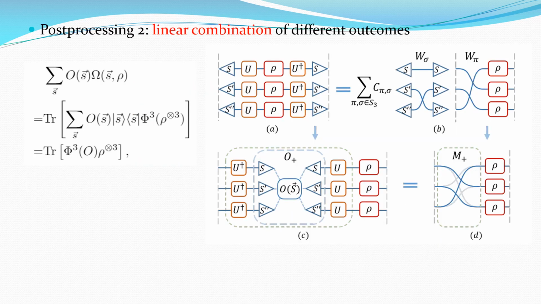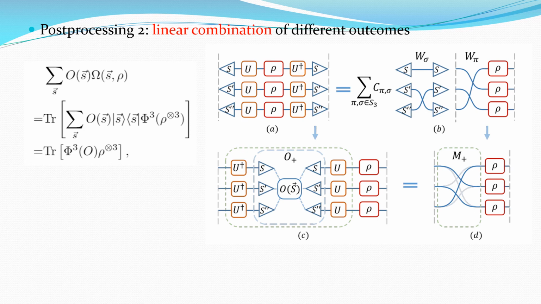In fact, we can do post-processing further by linear combination of different outcomes that we focus on in this picture. From A to C, we introduce some coefficients O_S determined by the outcome S. So we take a linear combination of the outcomes with the three-time multiplication of the probability. At the same time, the right-hand side of the equation also has some linear combinations.